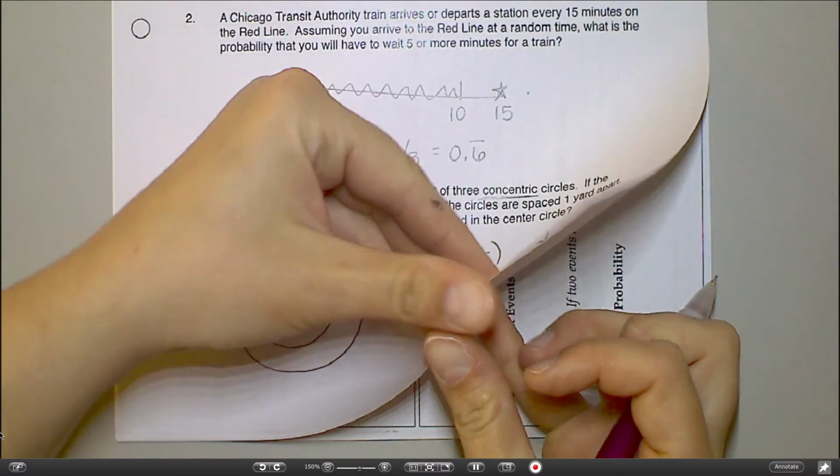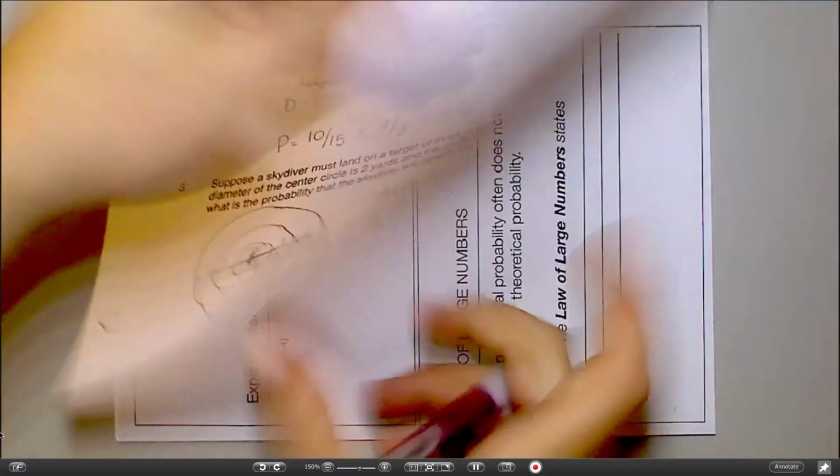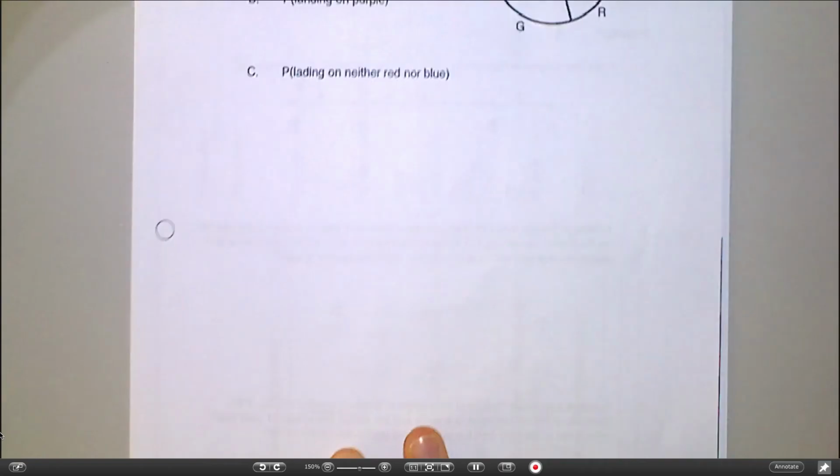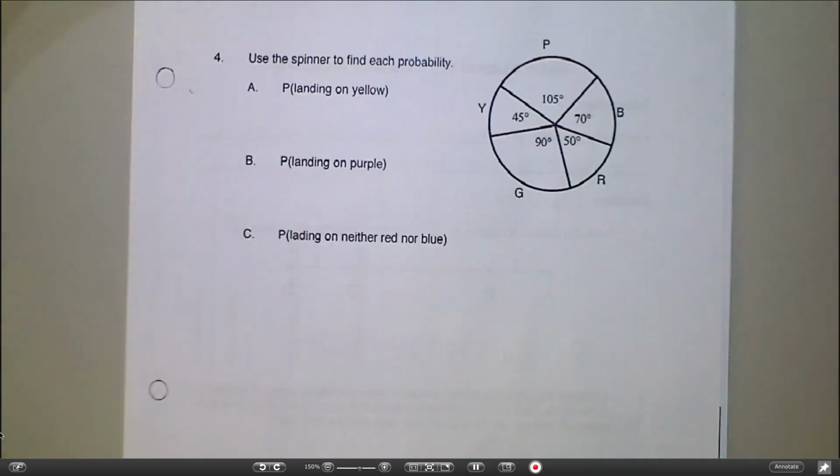Okay. Try a couple more in the back here. Oh, I guess there's only one more. Not hard at all, is it?